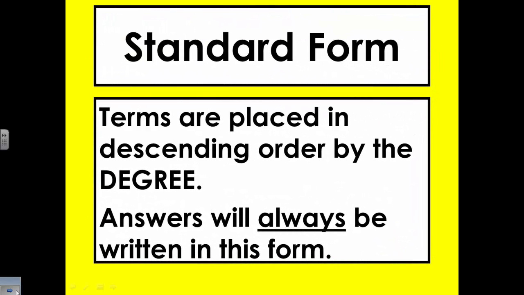When writing your answers, you are always going to write them in standard form. Standard form means you find the highest degree, which is that exponent, put that one first, and then it's going to go in descending order. All of our answers on everything that we do in this unit and future units will always be written in standard form.